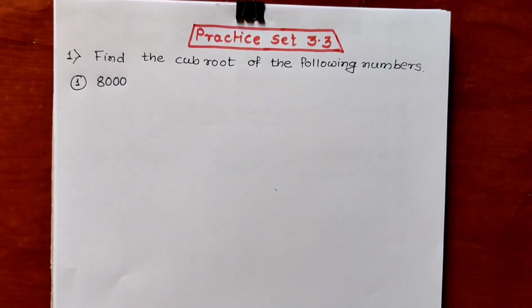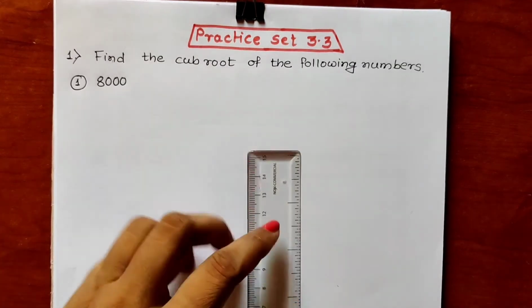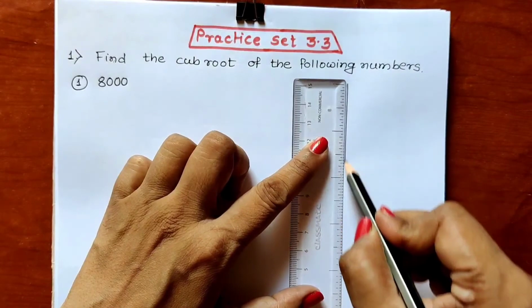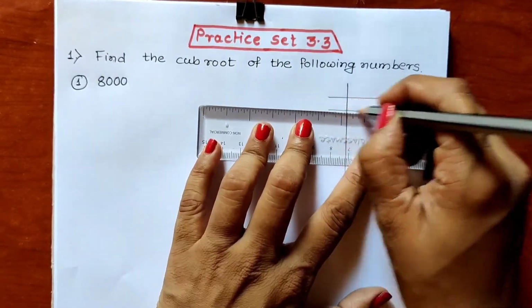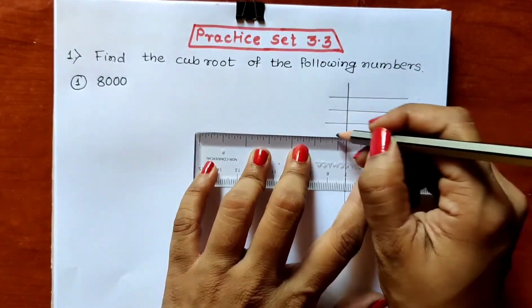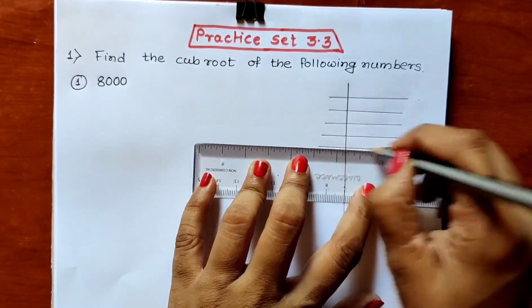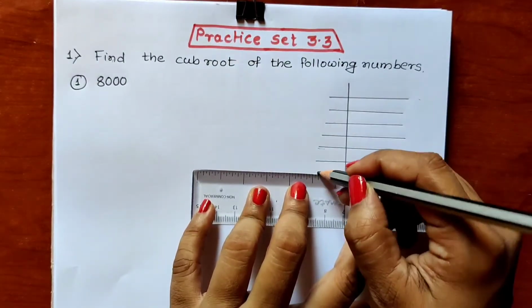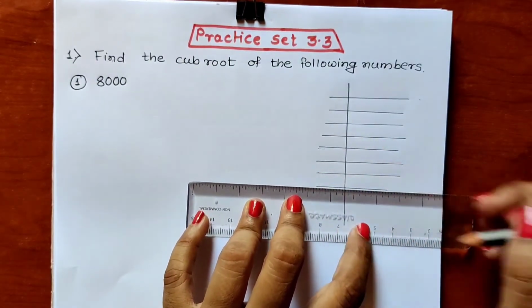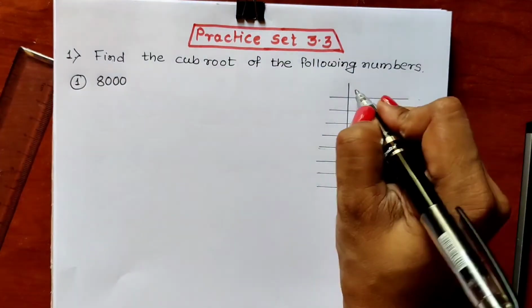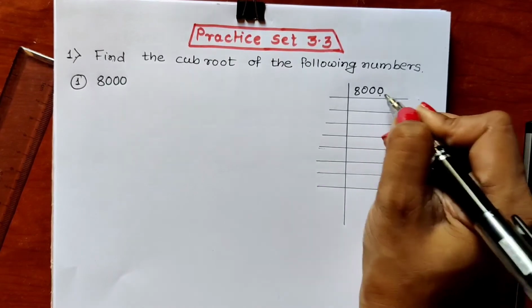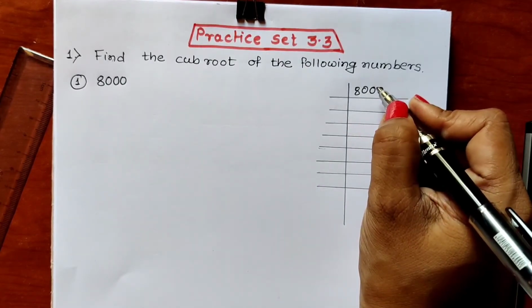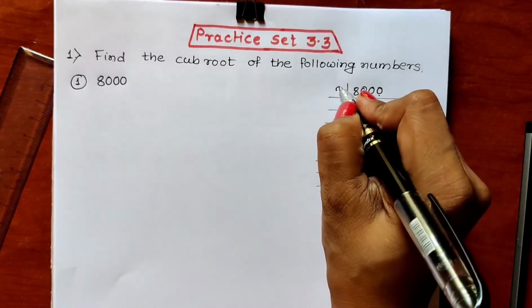First we have to find the cube root of 8000. So we will be finding prime factors of 8000 first. Okay, let us find prime factors of 8000. We all know how to do this. Okay, let us do it. 8000 we write inside. As 0 is there in the unit place, that means 8000 is an even number, and an even number can be divided by 2. So let us divide by 2.